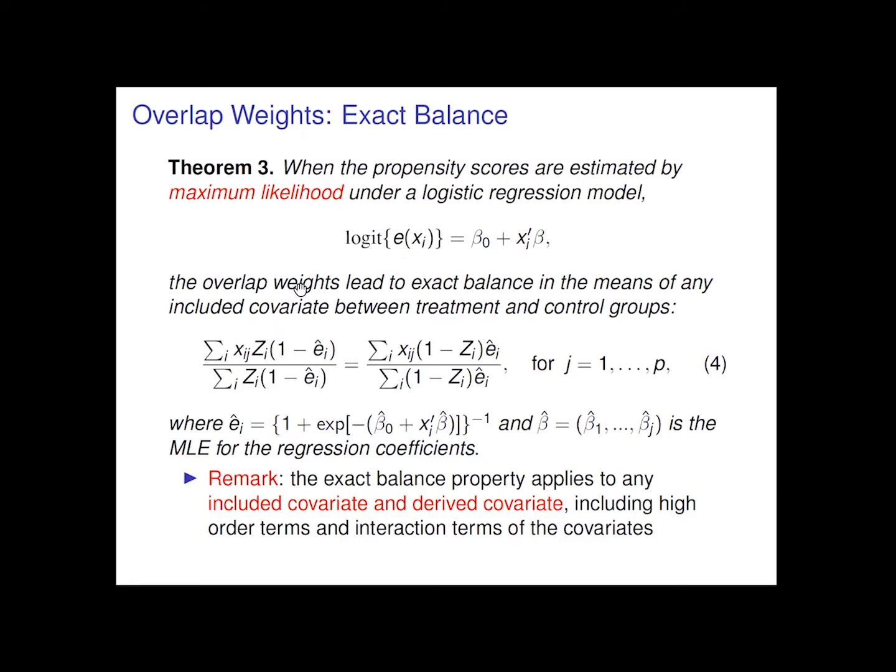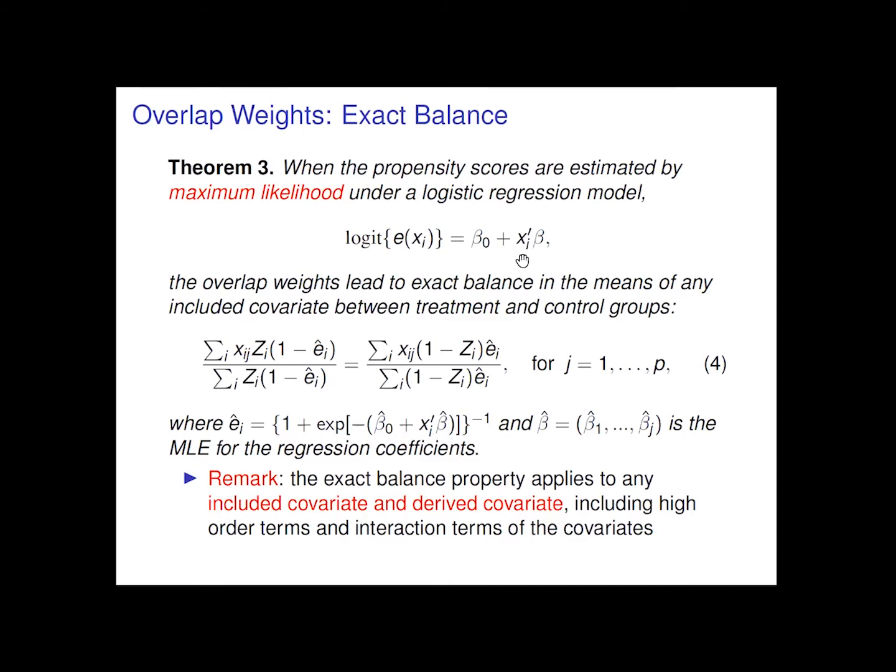So what we can prove is that once you estimate the propensity score from this logistic regression, and you calculate your overlap weights based on this estimated propensity score in this form, then it will lead to exact mean balance in any of the covariates in this model. And that holds exactly, in expected value. So whatever covariates you throw in there, the overlap weights calculated from the propensity score estimated from this model will be mean balanced.